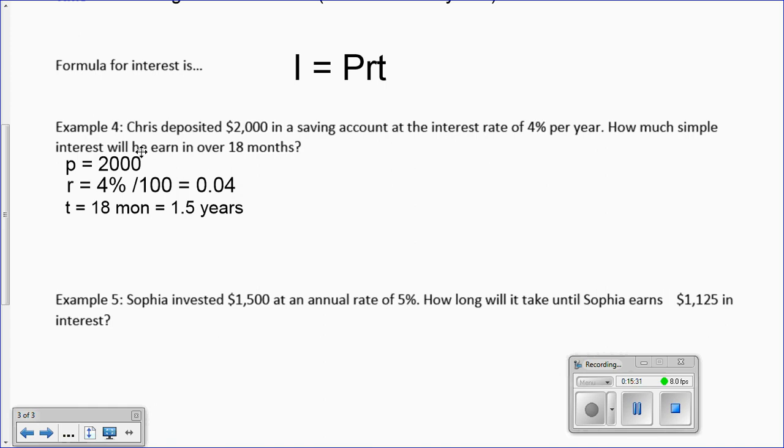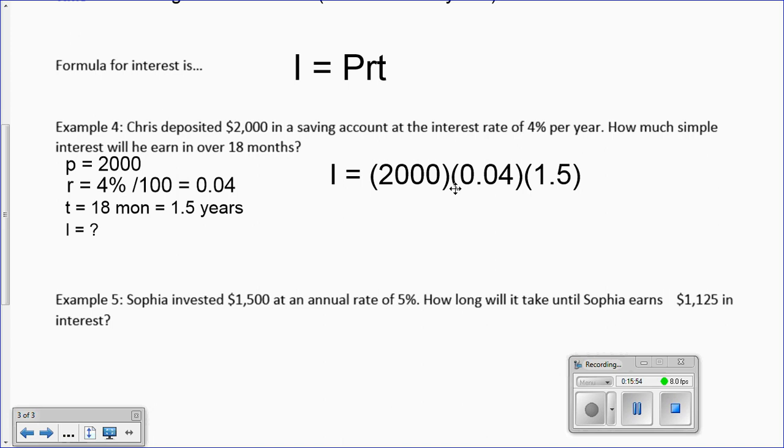Just divide by 12 when you have it in months. So now I don't know what my interest is. That's what they're asking about. So let's plug in the stuff that we know into this formula. We don't know I, but we know P is 2000, R is 0.04, and time is 1.5. Now all I have to do is multiply it, and I'll get my simple interest.